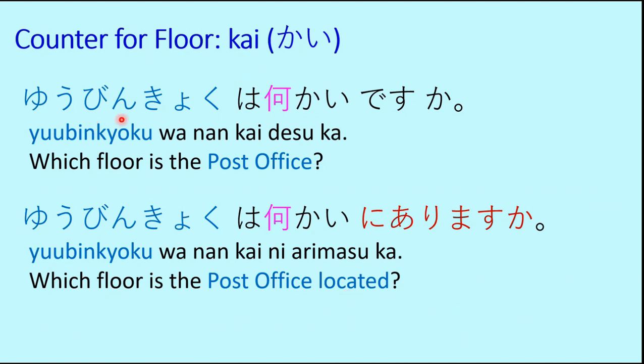Now you can see the difference between these two questions. The first one is Yubin kyoku wa nankai desu ka? Which floor is the post office? There is no arimasu here. But in the second one, Yubin kyoku wa nankai ni arimasu ka? Now we are mentioning the location. We are querying about the location of the post office, and we are asking about the floor location of the post office since ni arimasu is there. So the translation in English will be which floor is the post office located. So it is a more specific question. Both may be used. This is a more informal one, giving some generic meaning, but this is more specific. Which floor is the post office located? Yubin kyoku wa nankai ni arimasu ka?